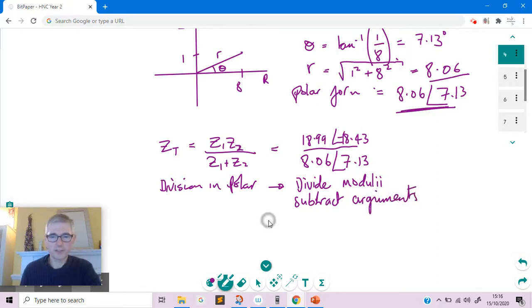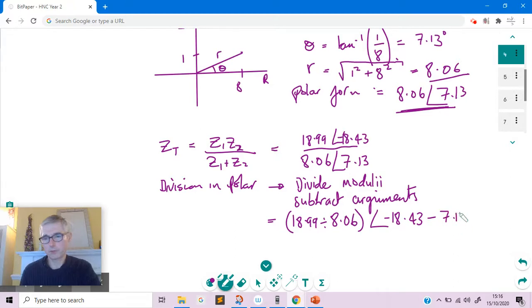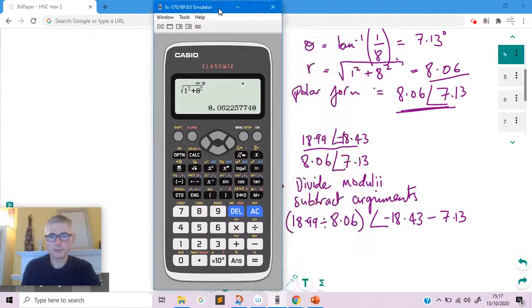So that means in this case, we've got 18.99 divided by 8.06, and that's our modulus, and the argument is going to be, so that was negative already, so minus 18.43. Minus is because it actually was a negative argument, and then we're going to take away 7.13 from it. So get the calculator up, move that over here.